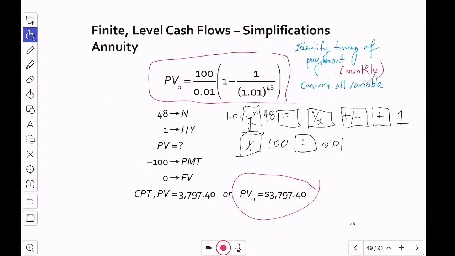Let me just wrap this up and say the loan to be able to pay $100 for 48 months would be around $4,000. It's $3,797.40. And I can't believe I have to tell you this, but some students will actually tell me on the test that it's 100 times 0.01 times 48. But that is not the answer, right? That's a simple interest. It's wrong. So I will have no tolerance for wrong answers. I won't even really read it. I'll just mark it 0.